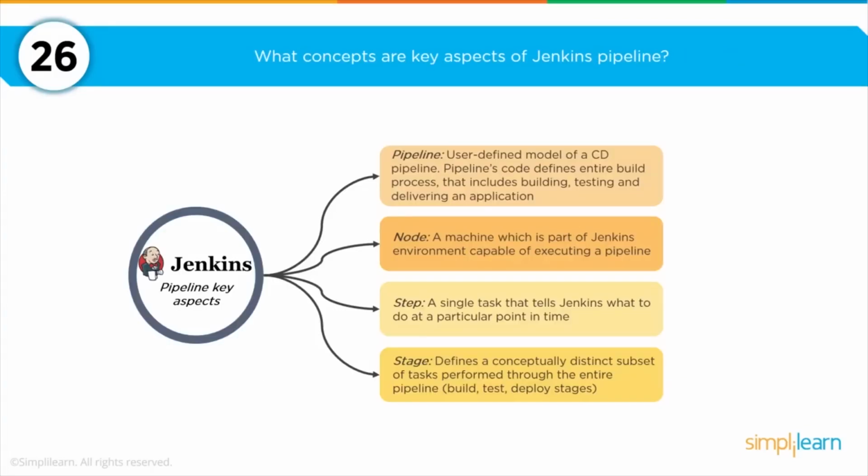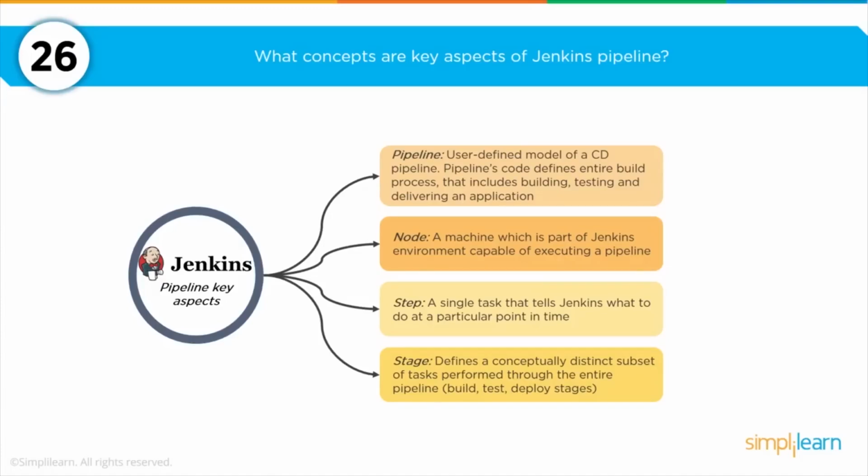So when working with Jenkins, you're going to be asked what are the key concepts and aspects of working with a Jenkins pipeline. And you want to really hold out your fingers here and go through 4 key areas, and that is pipeline, node, step, and stage.